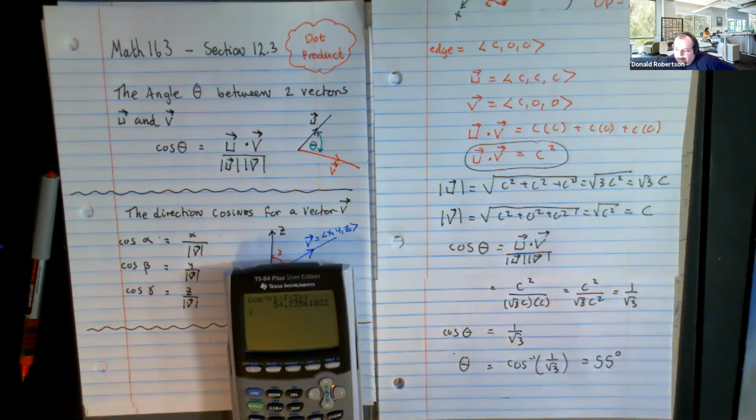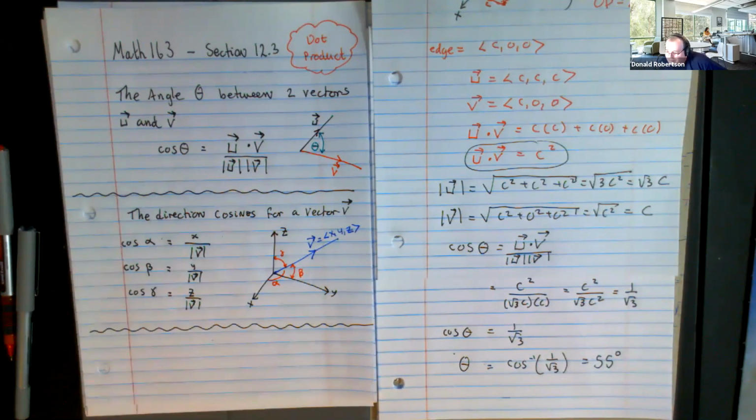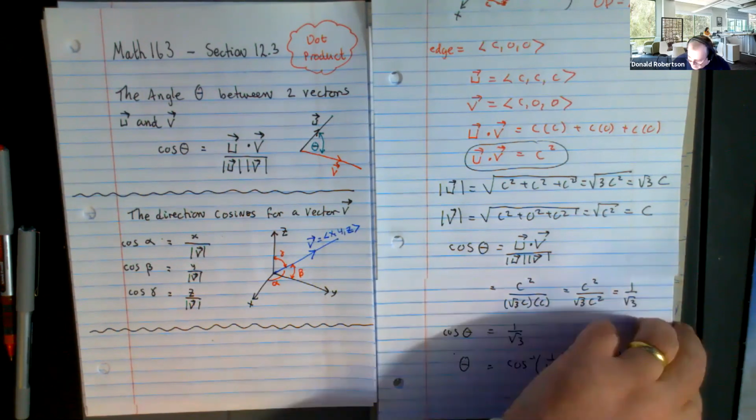The angle between the diagonal of a cube and any one of its edges, at least from the center point, isn't that going to be 55 degrees? And it doesn't matter if the cube is 42 units or 4,000 units, it's still 55 degrees. Because it doesn't care how big the cube is. The angle is fixed.